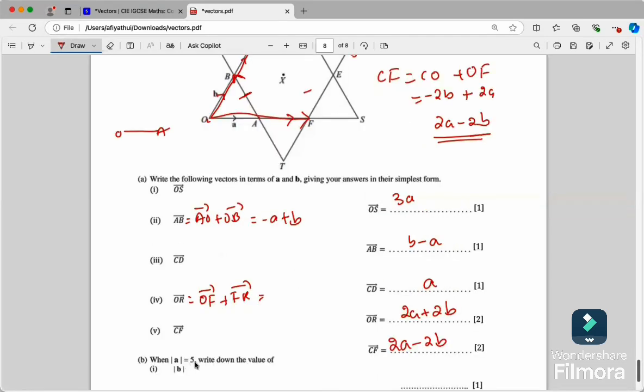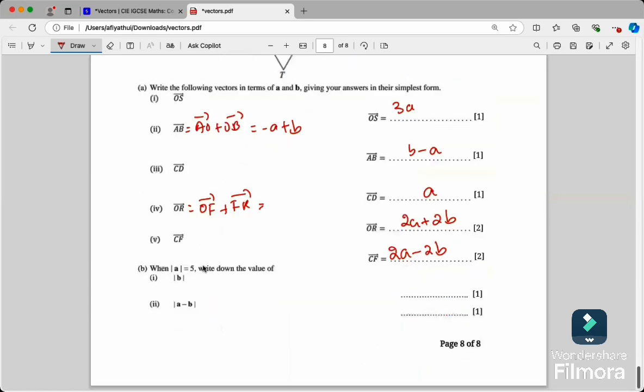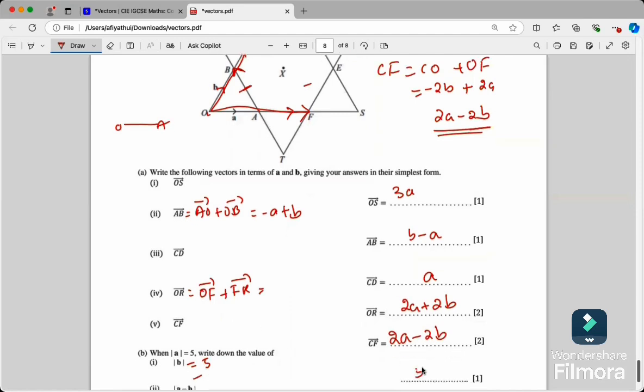When A is equal to 5, write down the value of the magnitude of B. See, it's a hexagon and all the sides are regular. They have equal sides, so the magnitude of A and B are of the same magnitude here. So if the magnitude of A is 5, definitely the magnitude of B should be 5, and the only reason is that it's a regular hexagon. So you can write the answer as 5.